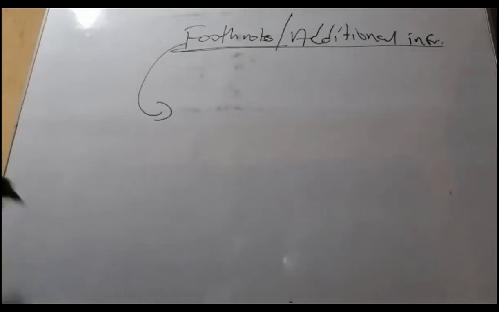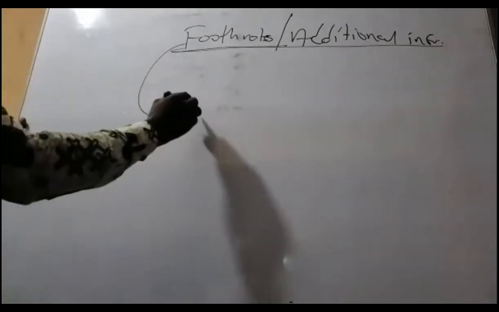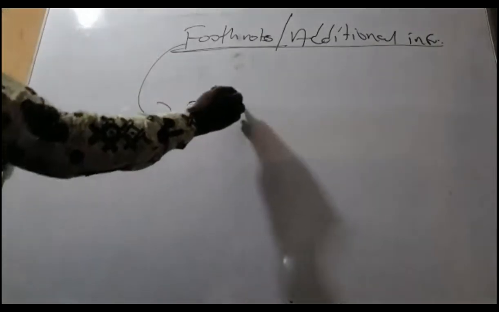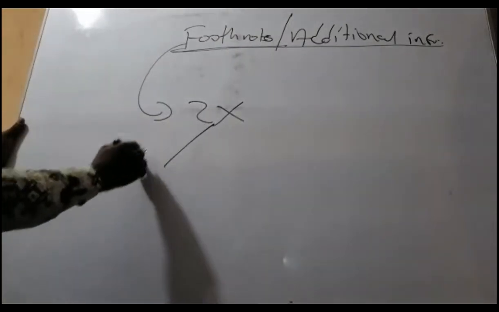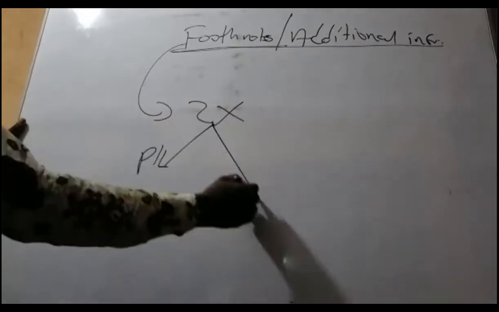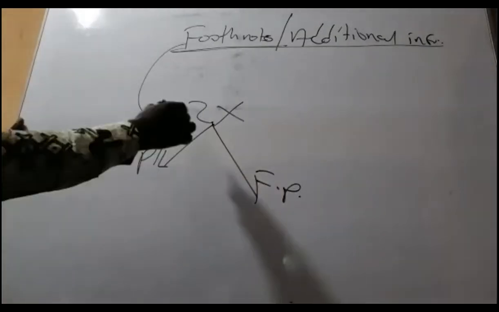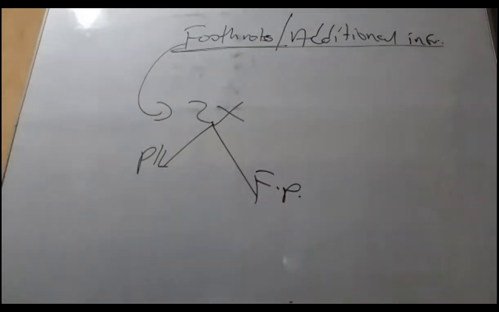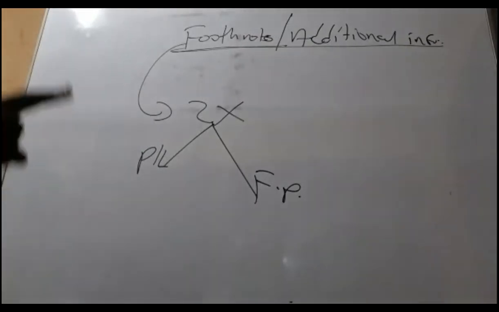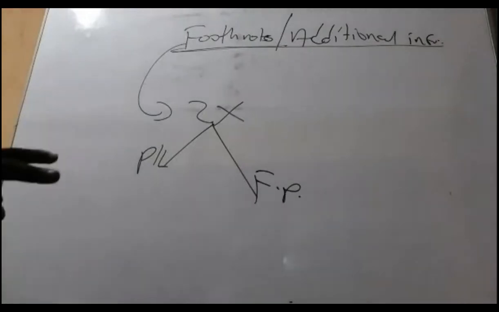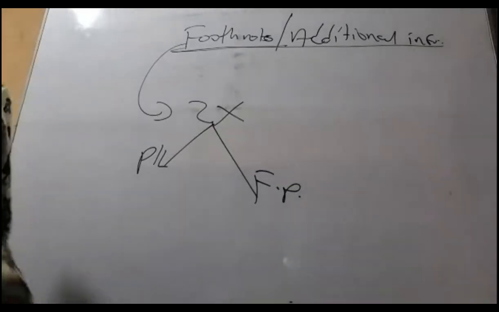The footnotes, if they are on their own, treat them how many times? 2 times. Either one leg will be in the P&L, and then the other leg will be in what? The financial position, or both legs will be in the P&L, and both legs will be in where? The financial position. So the footnote, you have to treat it what? 2 times. Please. So that is the footnote.